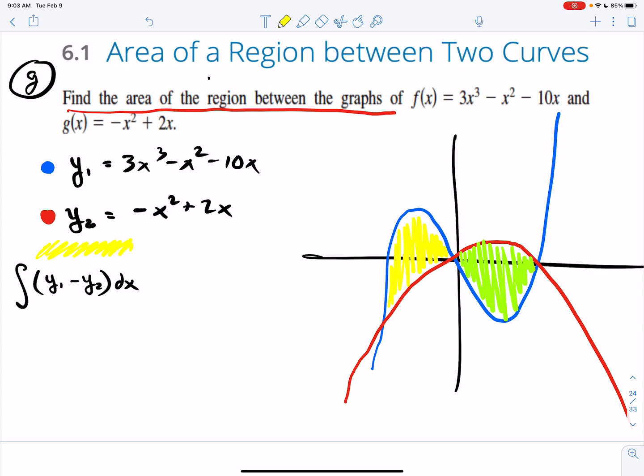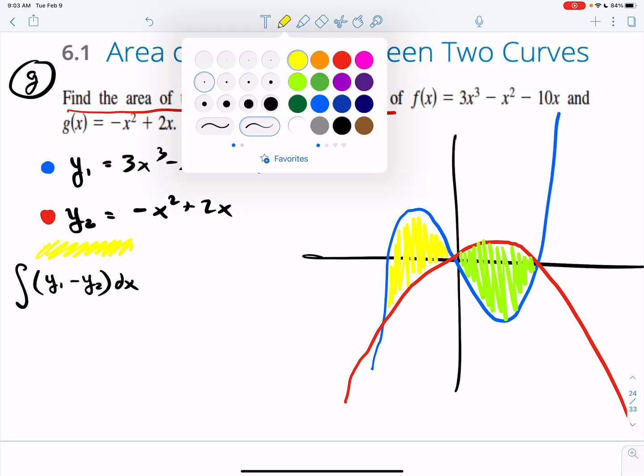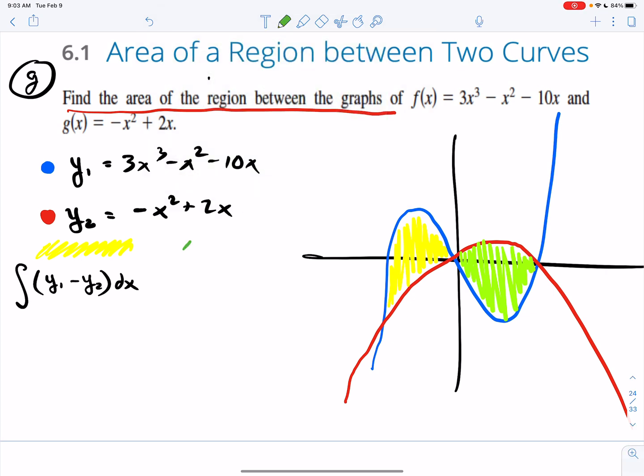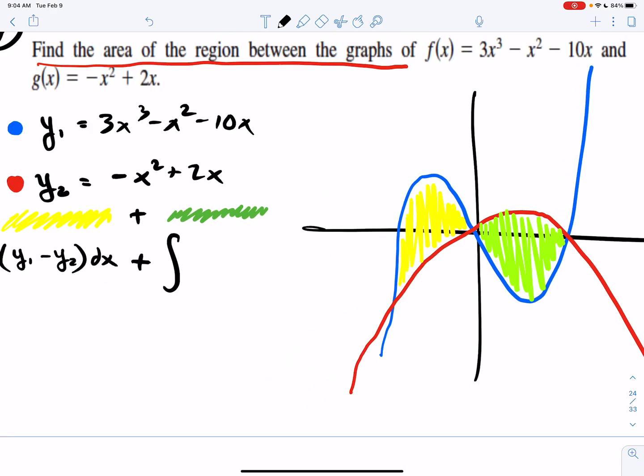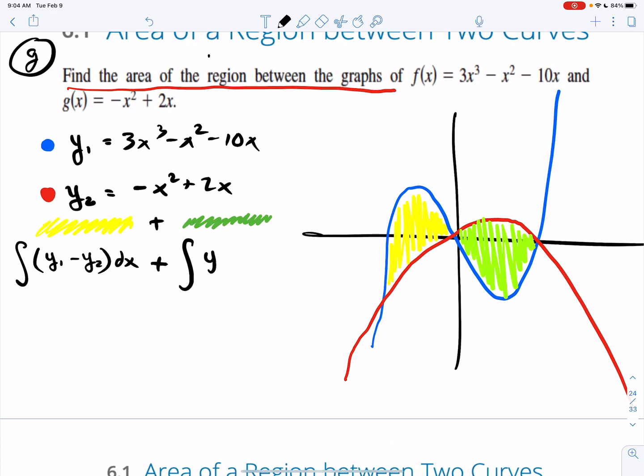So if I want to find the area of that green region, it only makes sense to just add the green region, right? So that means that I would have to actually set up another integral. But when you guys are in the green region, the top function is the red one, which in this case is y2 minus y1 dx. Okay?